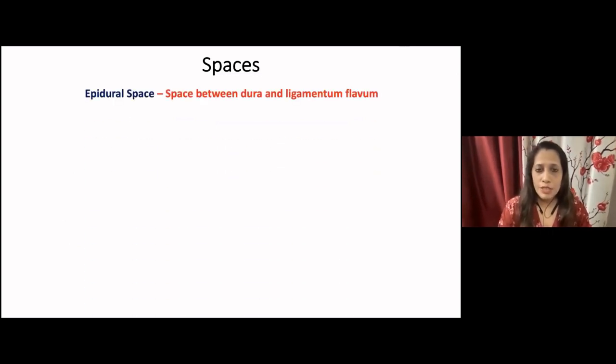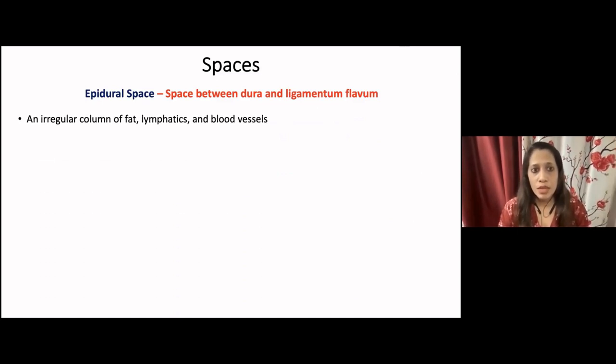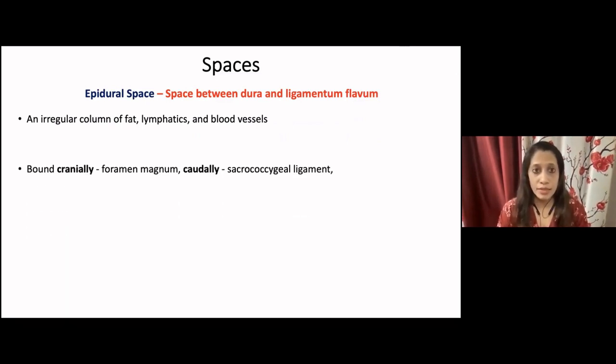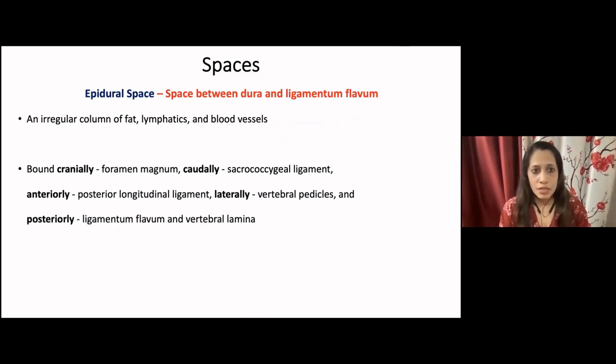Moving on, epidural space is the space between dura and ligamentum flavum. It is an irregular column of fat, lymphatics, and blood vessels. Okay, it contains the brachial plexus. So what are the anatomical boundaries? Cranially, you have the foramen magnum, which is like the skull base. Caudally, you have the sacrococcygeal ligament, which is used to access the caudal epidural. Anteriorly, you have posterior longitudinal ligament. Laterally, the vertebral pedicles, and posteriorly, the ligamentum flavum and vertebral lamina.